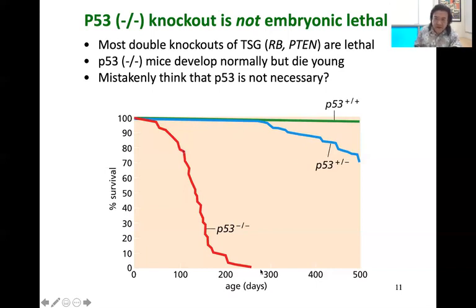So clearly then, p53 is not necessary for normal cell division at the embryonic stage, right? So it's not like RB or PTEN, something like that. So that's why people said, oh no, so forget it. It's not an important tumor suppressor gene, right? Or is it?